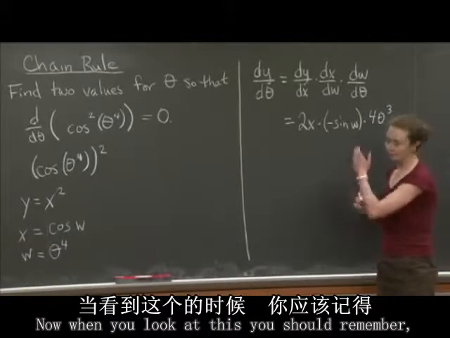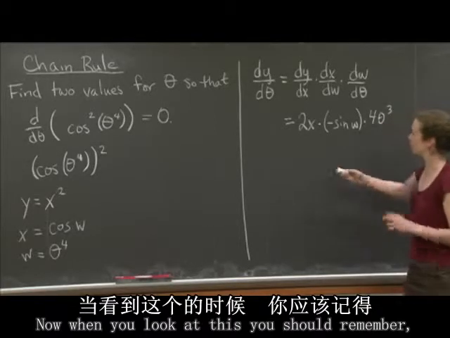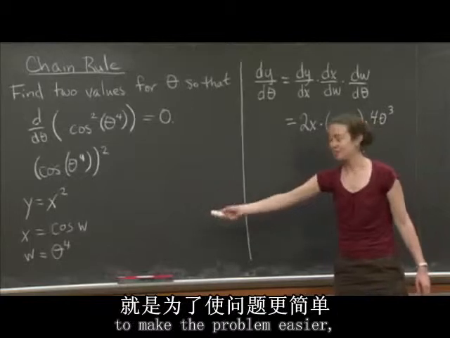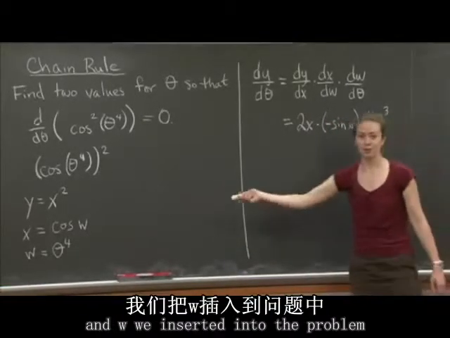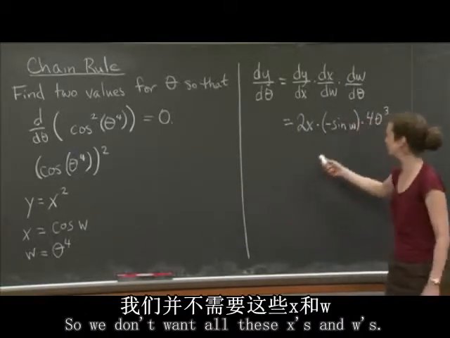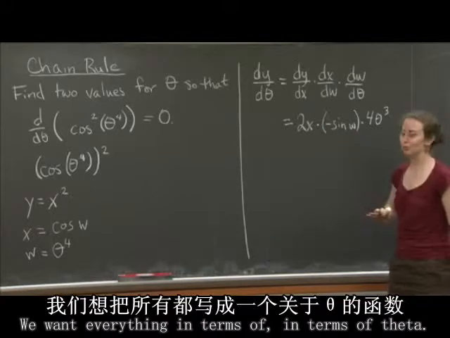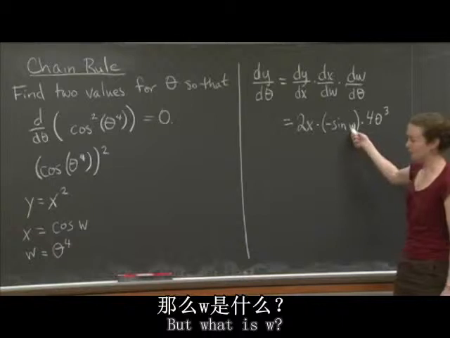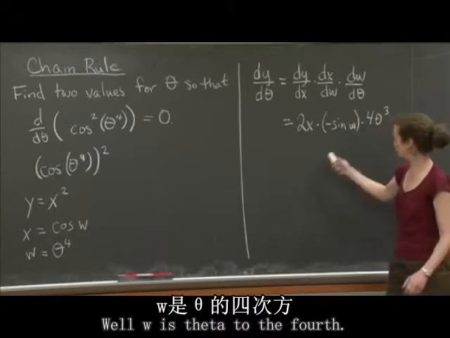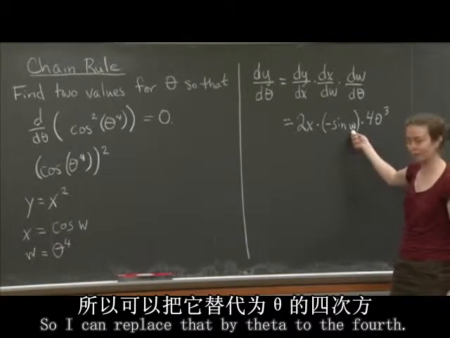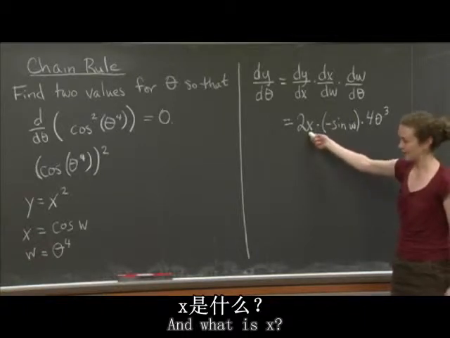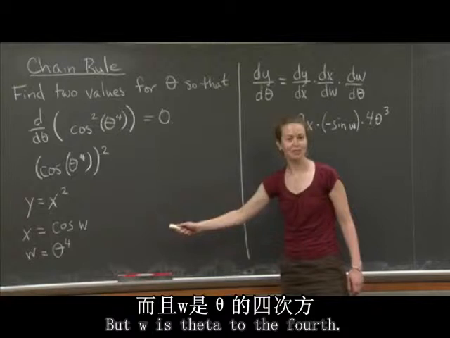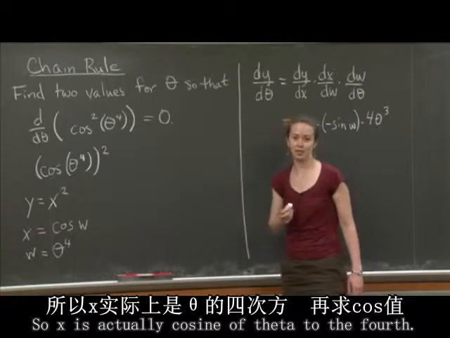Now, when you look at this, you should remember x we sort of inserted into the problem to make the problem easier, and w we inserted into the problem to make the problem easier for us to follow. So we don't want all these x's and w's. We want everything in terms of theta, right? But what is w? Well, w is theta to the fourth, so I can replace that by theta to the fourth. And what is x? X is cosine w, but w is theta to the fourth. So x is actually cosine of theta to the fourth.